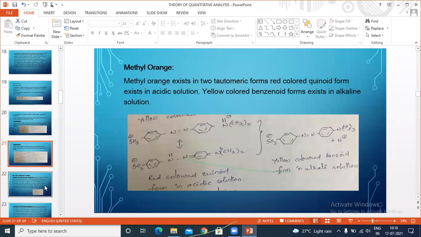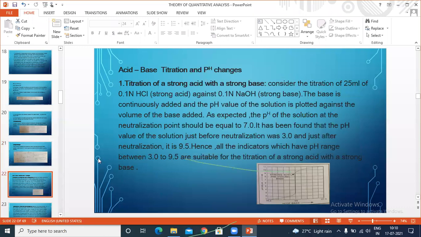Okay, ma'am. So this is based on quininoid theory. In the next class, we will discuss acid-base titrations and how the pH changes. Whatever we observed for the indicators, we can observe in the pH also. We can discuss that in tomorrow's class.